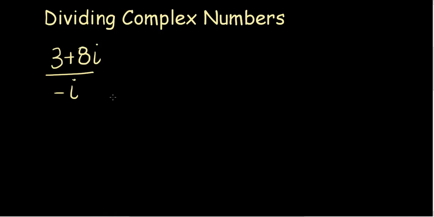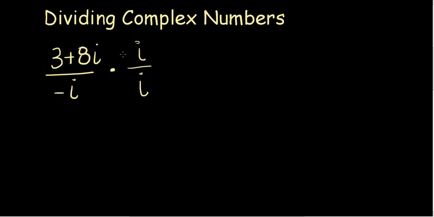We're going to divide complex numbers. We're going to start by dividing 3 plus 8i over negative i. To divide them, we have to multiply by the conjugate. The conjugate, we learned two classes ago. The conjugate of negative i is just positive i.